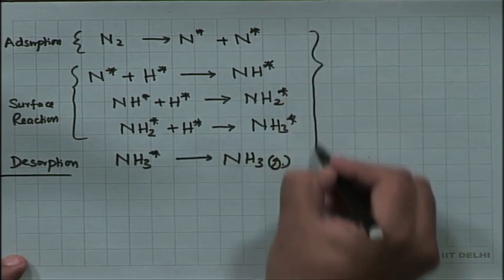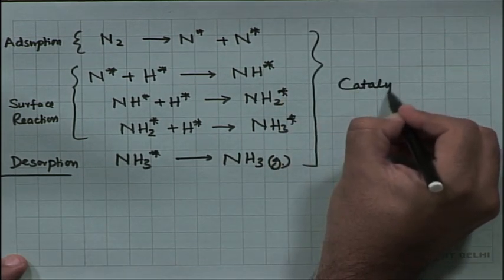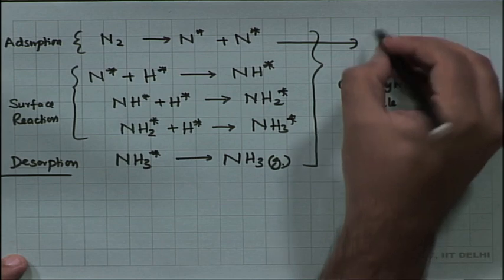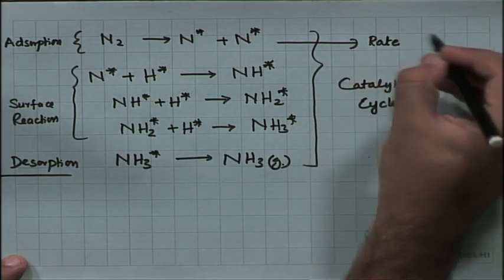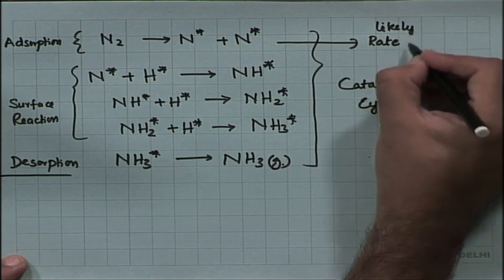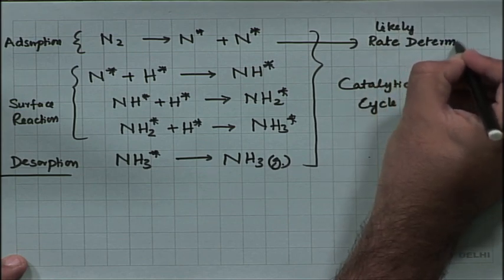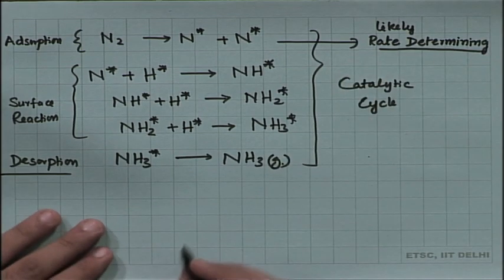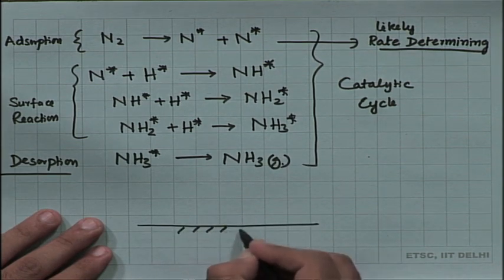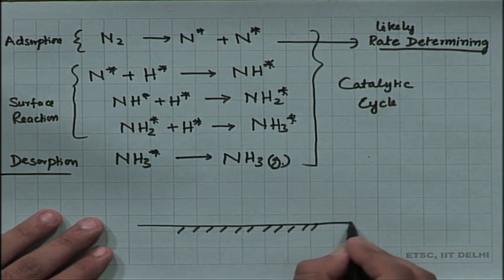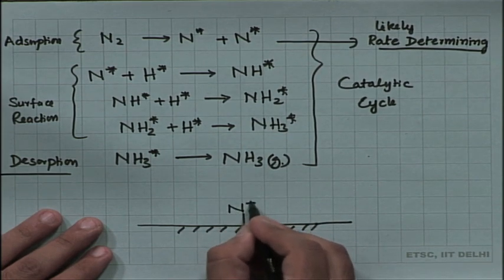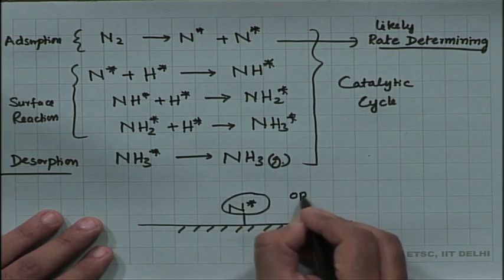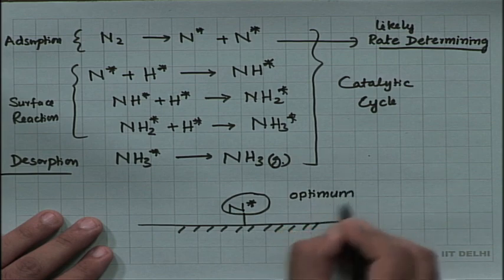So, all of this will complete the whole catalytic cycle, and in this you see the first step is usually likely rate determining. So, in this reaction, the key descriptor is how the catalyst surface is binding nitrogen. If you have the catalyst surface like this, the key descriptor here is how it is binding the nitrogen atom on the surface. This nitrogen should be at optimum binding, not very weak or very strong.